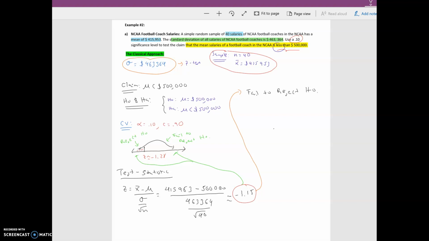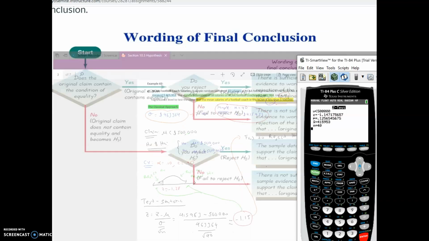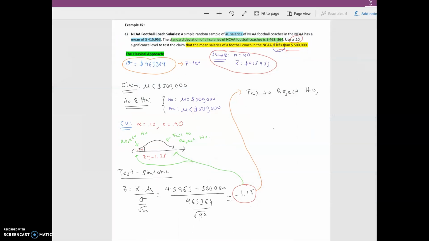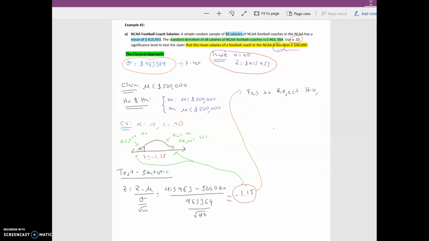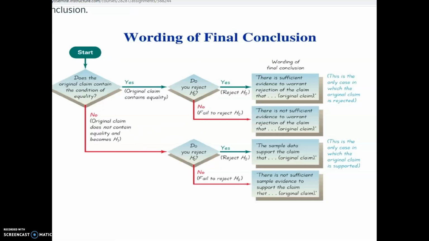H0, and then let me show you the proper wording. So for this particular one, if you look at the problem, the original claim is a less than. So you're going to ask, does your claim contain equality? It's going to be a no. And then, do you reject? No, we ended up failing to reject H0. So then your proper wording is going to be in this format.